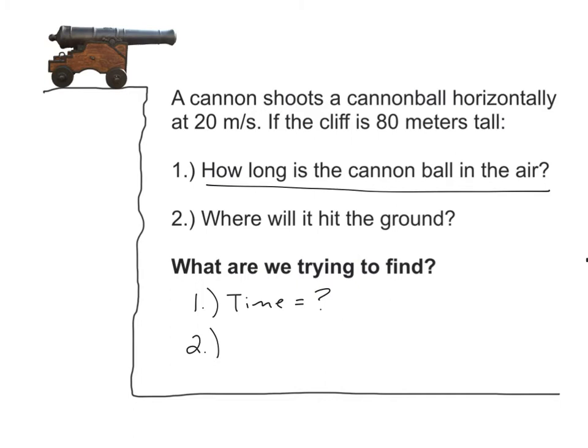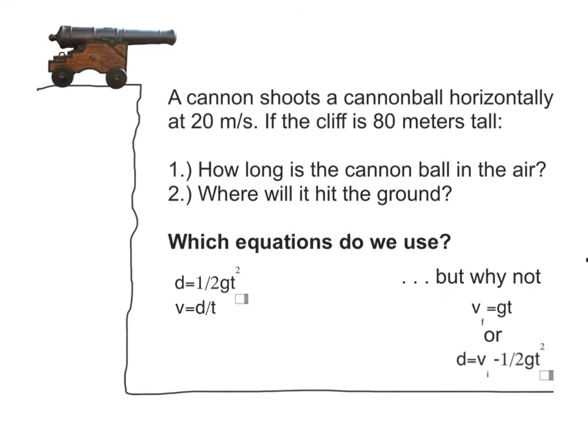Well, think about where the ground is. It's going to hit somewhere right along here, along the bottom. Well, that's in the horizontal. So what we want to do here is find the distance in the horizontal, or distance along the x-axis. So in the first one, we're trying to solve for time. Second one, we're trying to solve for distance along the x-axis. Now that we know what we're trying to find, let's think about which equations we're going to use.